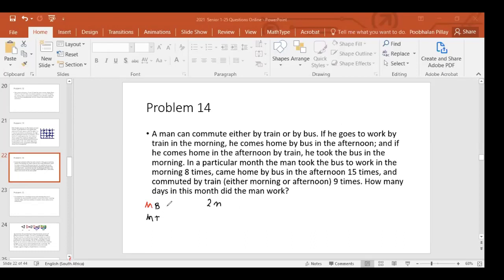And then in the morning, he can take the bus. In the morning, he can take the train. But if he takes a bus in the morning, then in the afternoon, he takes a train. And if in the afternoon he comes by train, then in the morning, he's taking the bus.